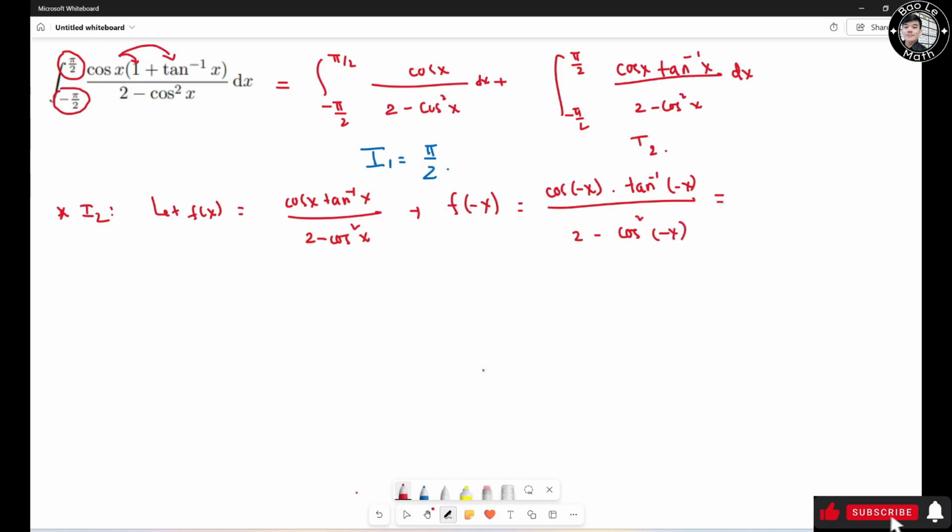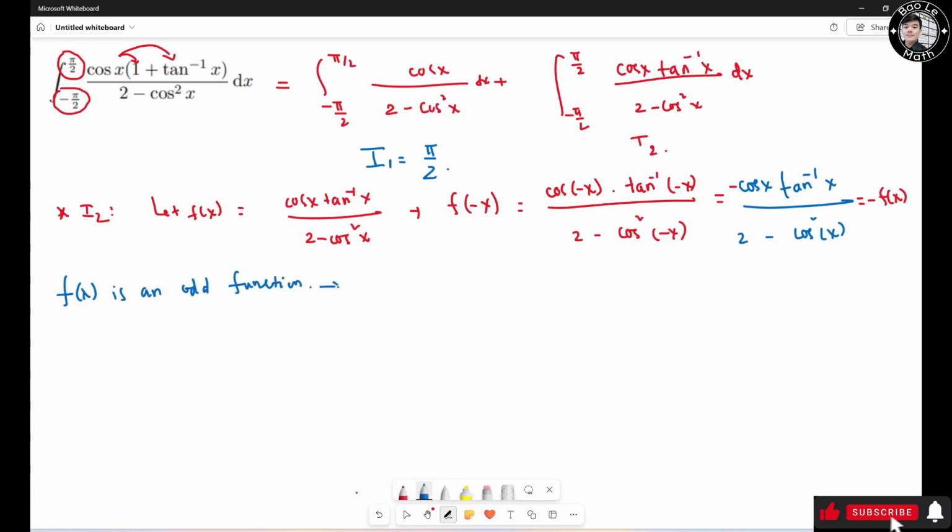Now, since cosine is an even function, and inverse tangent is an odd function, this becomes negative inverse tangent of s. So I put a negative sign in the front. This turns out to be inverse tangent of s over 2 minus cosine square of s, because cosine is an even function. So this turns out to be negative f of s, so f of s is an odd function.